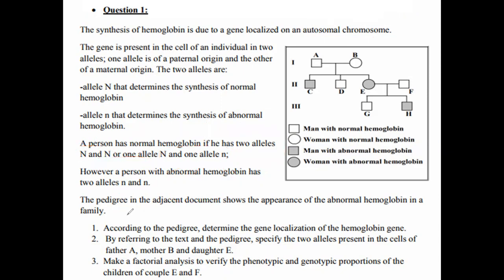Here we continue. The pedigree in the adjacent document shows the appearance of abnormal hemoglobin in the family. First, according to the pedigree, determine the gene localization of the hemoglobin gene, where it's located. Before I start this question, I have to determine whether the allele is dominant or recessive. Here, it's already given, but in other questions, you have to say that A and B are normal, but they gave birth to affected children, C and E.